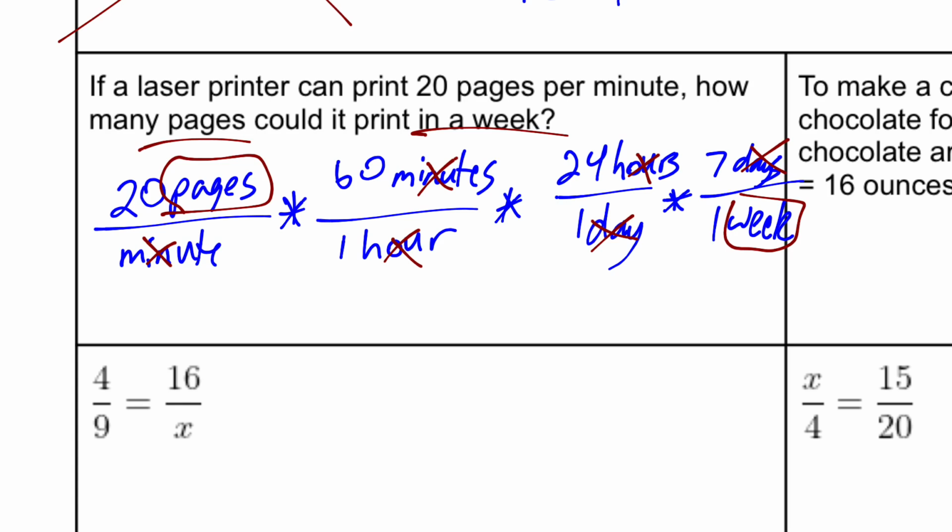So I just multiply across the top, 20 times 60 times 24 times 7 gives me 201,600.